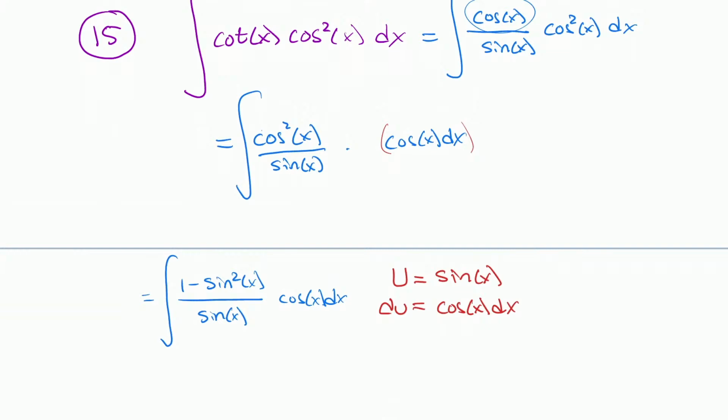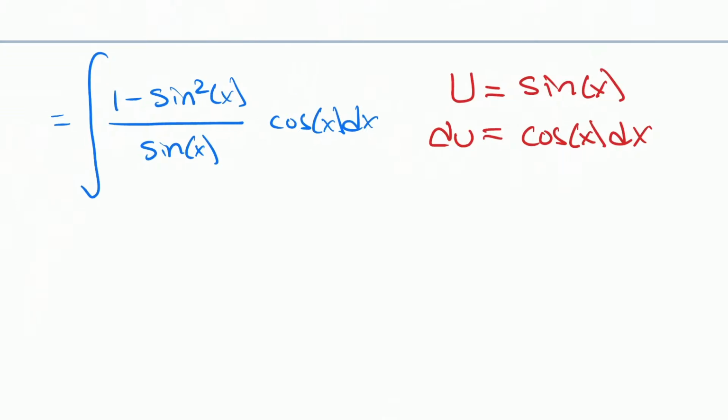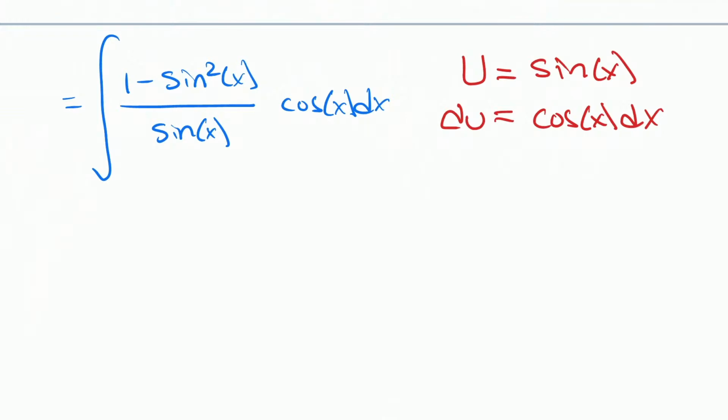Okay, so if we're happy with this so far, now the rest of this almost works itself out because we end up with something that we're familiar with. So let's make that substitution. This becomes 1 minus u squared over u du. And here, this is something that you did in Calc 1. Let me remind you how you do it, though.